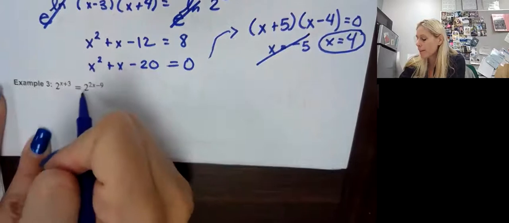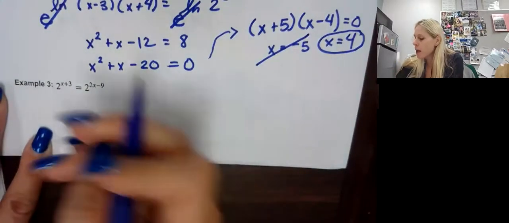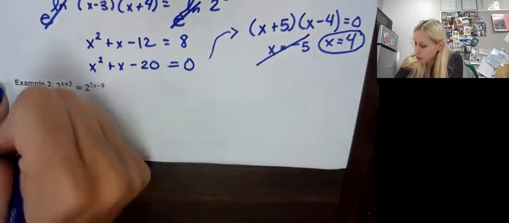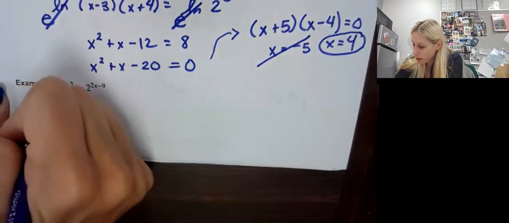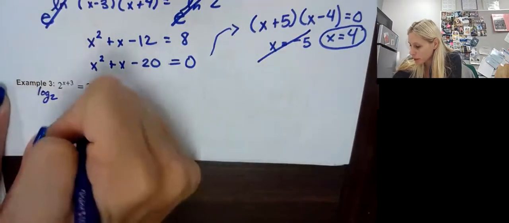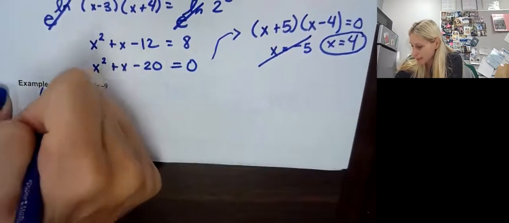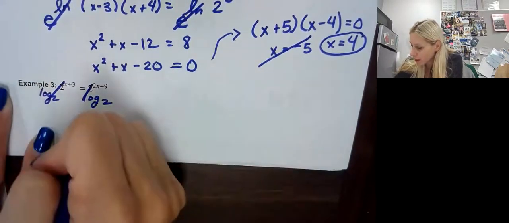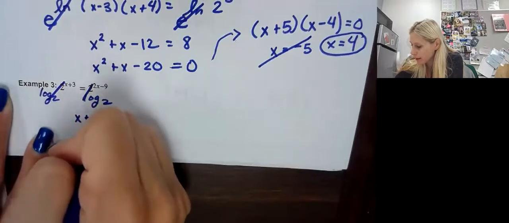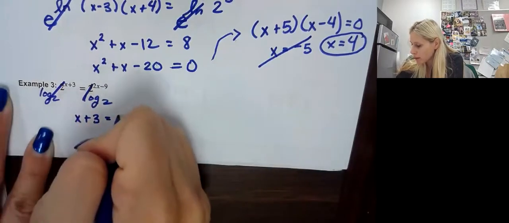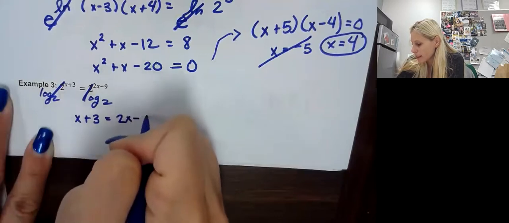So we have the same bases, so we're all good. How do you get rid of a base 2? Well, we log base 2 both sides, because then those bases cancel, right? And we're left with x plus 3 equals 2x minus 9.